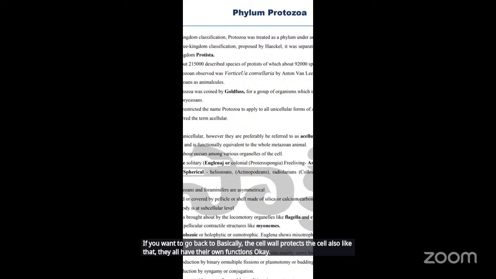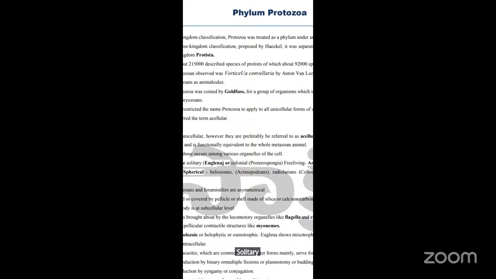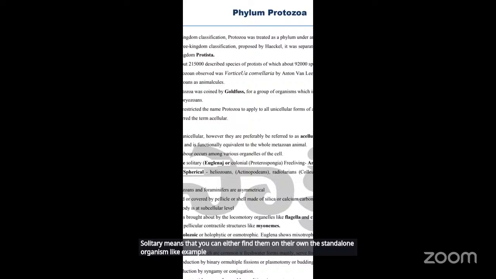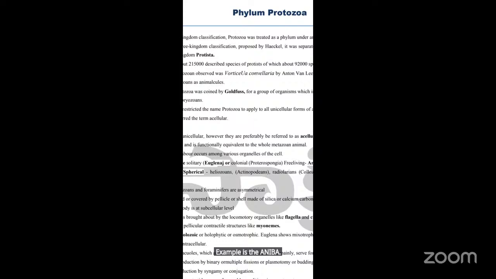Okay, next point. These may be solitary or colonial or free living even. Solitary means that you can find them on their own as a standalone organism, for example Euglena, or you can find them as a colony, a group that has come together to exist as that group. An example is Proterospongia. And free living means you can find them in any environment. They can be found almost anywhere.